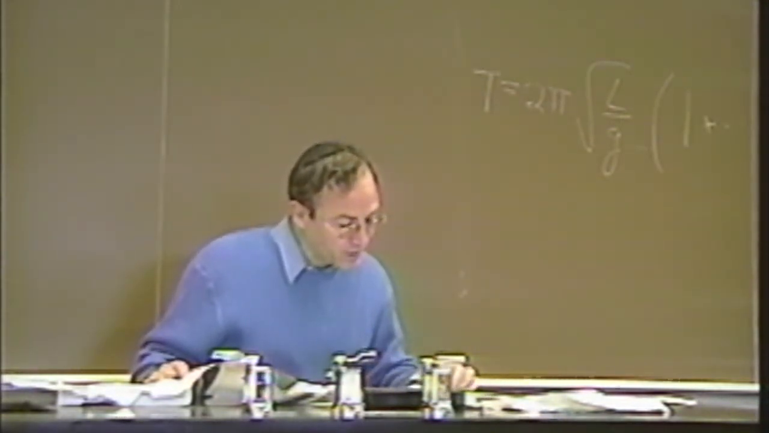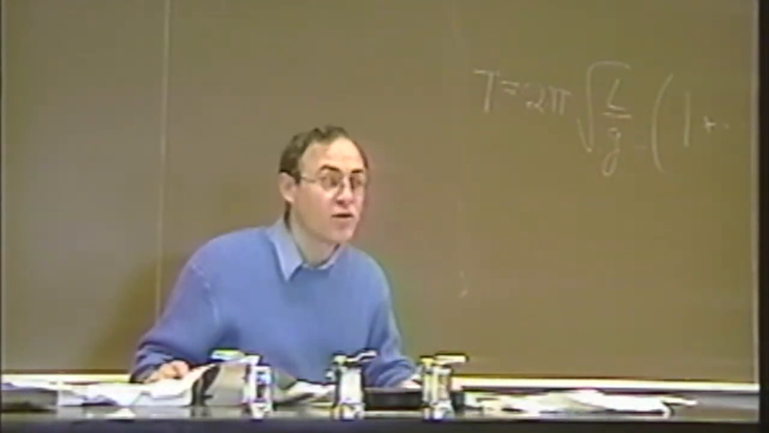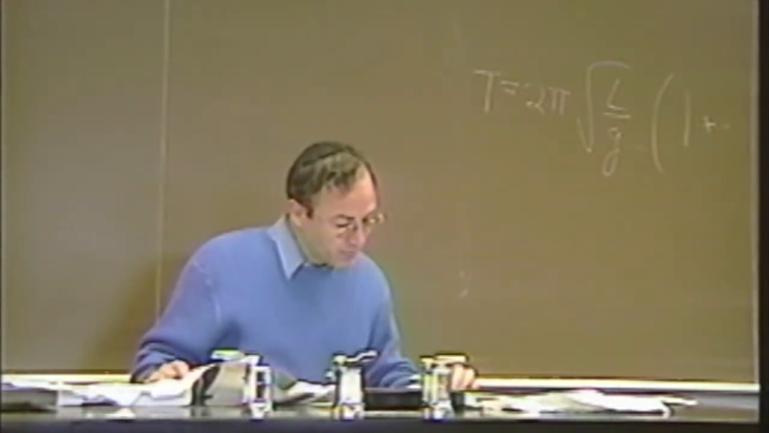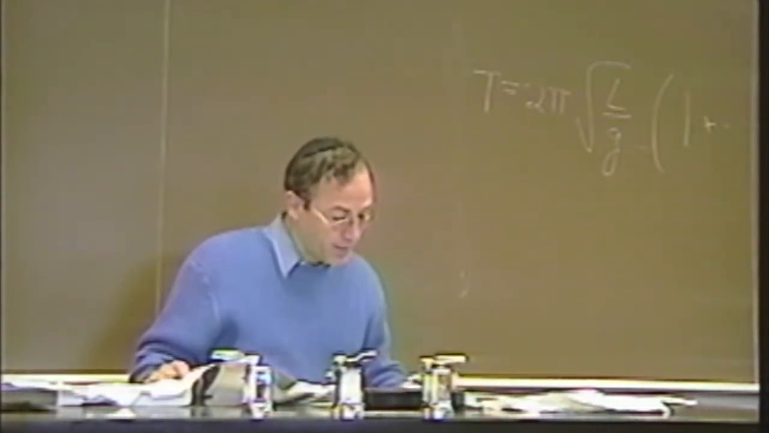Number 4, experimentally investigate the relationship between the length and the period, using 5 different lengths. Again, we don't need 5 lengths. Use maybe 2 lengths or 3 lengths. No one should spend too much time on that. Number 5, compute the theoretical period. That you can do at home. And number 6, compute the percentage error between the experimental and the theoretical.